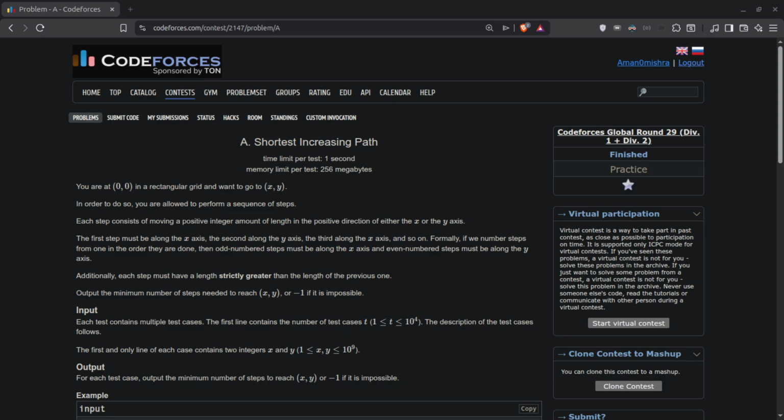Hi guys, so the question which we are going to do today is shortest increasing path. So what you have given is an xy axis. Inside the xy axis you have to go to the coordinates x, y. You are starting from the 0 0 coordinates, okay?